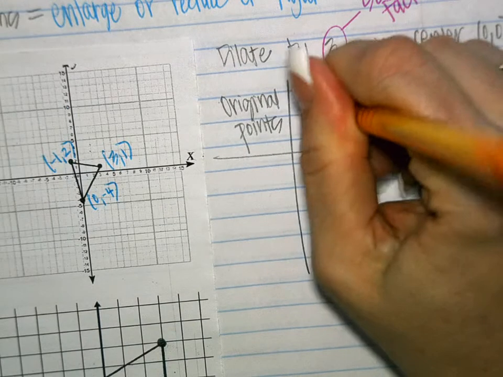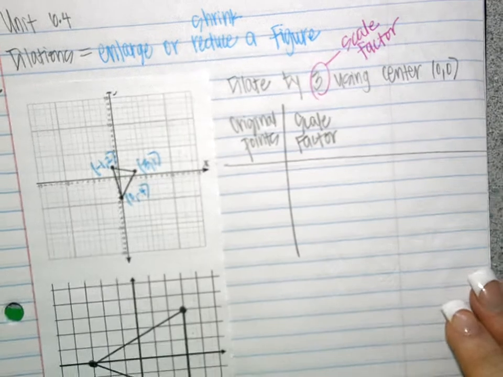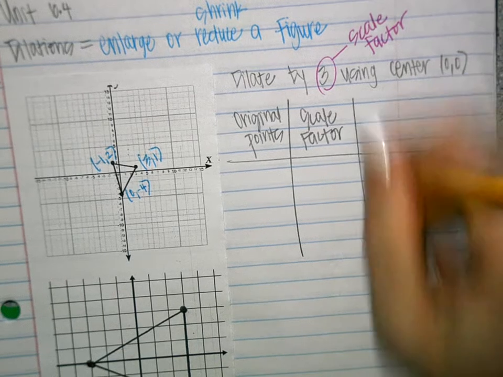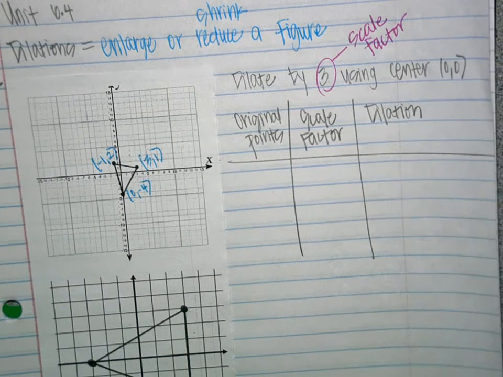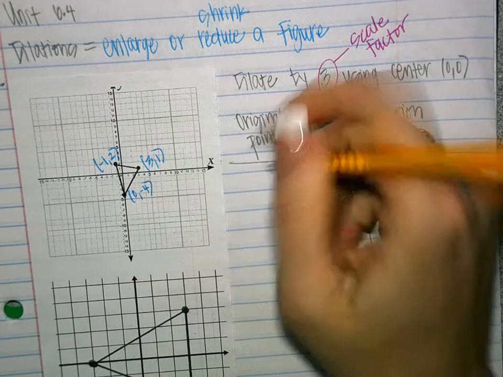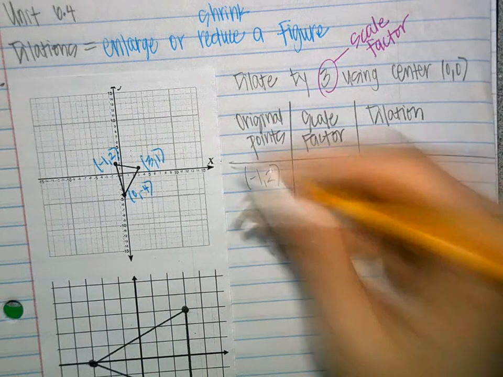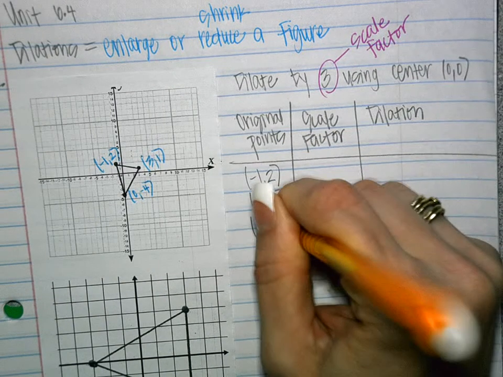Then in the middle, we're going to have the scale factor. Go back and make this a little bit smaller. So your original points, then the scale factor, and then your dilation. Okay, so you're going to list your original points. It doesn't matter what order you list them in. So -1, 2, 0, -4, and 3, 1.